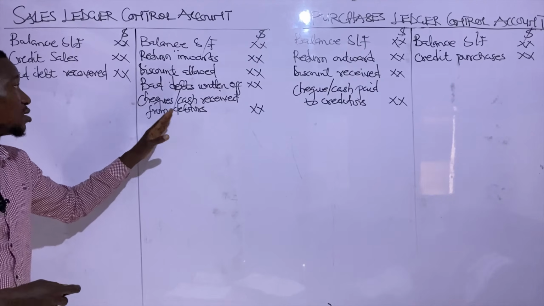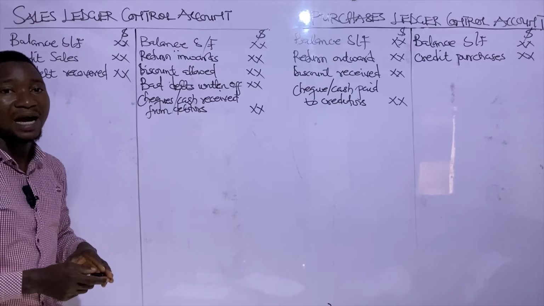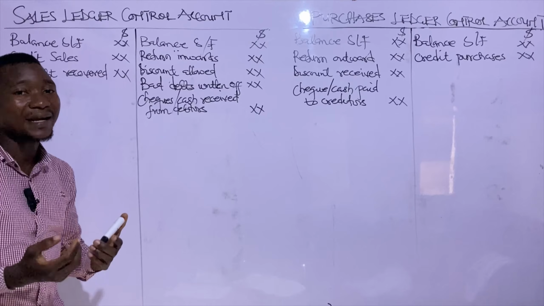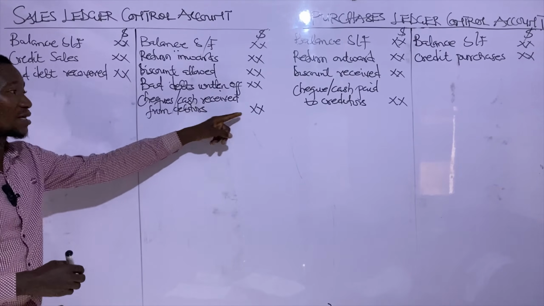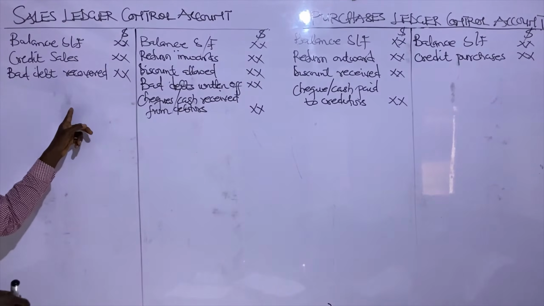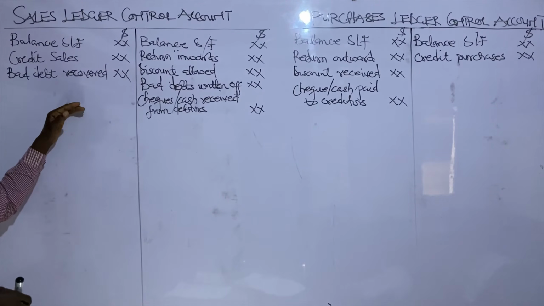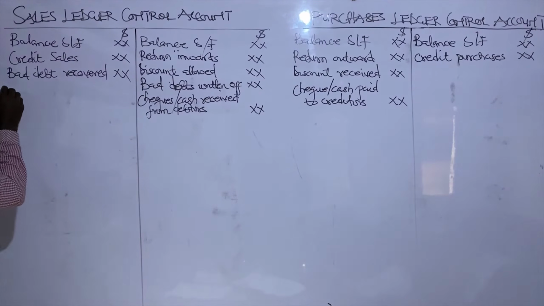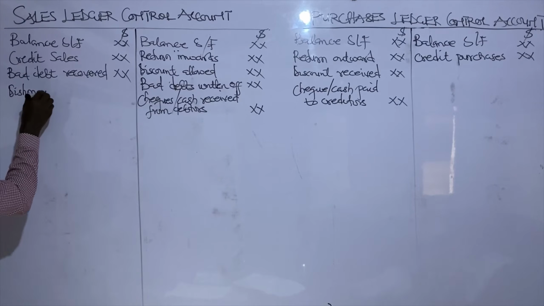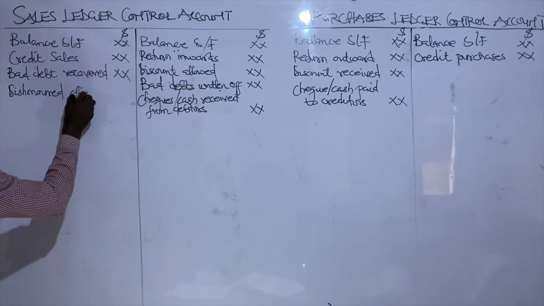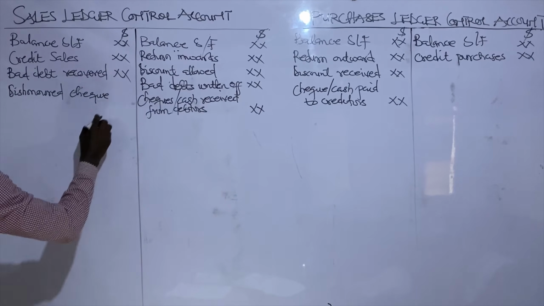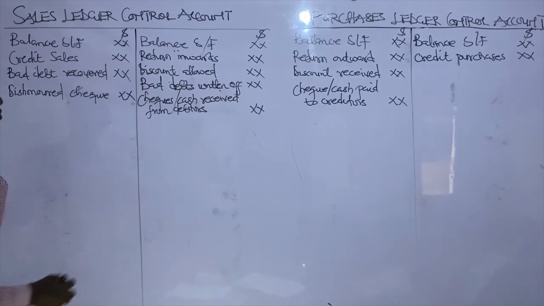There will be times when customers pay by check to businesses to reduce their balance, but because of certain reasons, that check could be dishonored. If the check is dishonored by the bank, then the check of the same amount should be reinstated to increase the debt again. We call that a dishonored check. So if there is a dishonored check, then it should be debited.